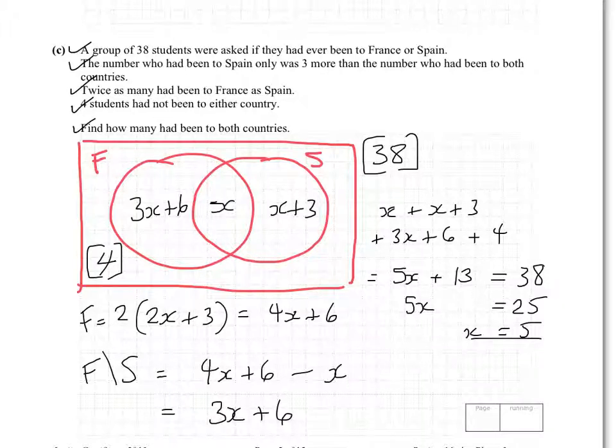Now, irrespective of what it's asking, you should always put any unknowns you found back into context, back into the Venn diagram. So x plus 3 is 5 plus 3, which is 8. x is equal to 5, and lastly 3 lots of 5 plus 6, which is equal to 21. And we have our solution to the problem. We know how many had been to both countries. It's the overlap of S and F, and we get the answer of 5.